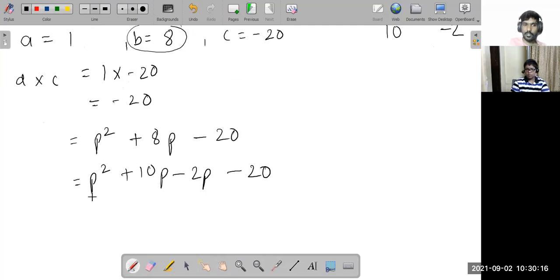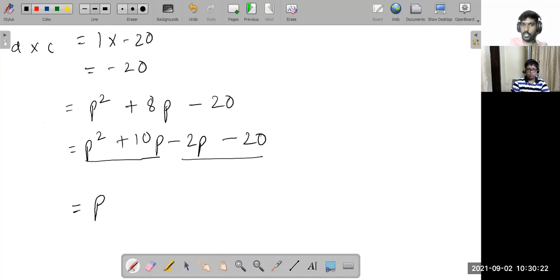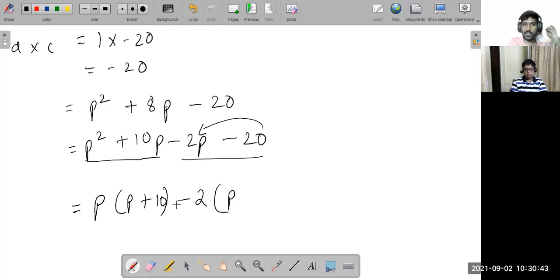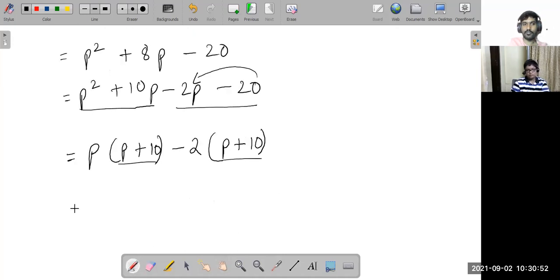After this, pair, first pair, second pair. In the first pair, clearly you can see p is common, correct? Then p plus 10 inside the bracket. In the second pair, 20 is a multiple of 2. So you know 2 should be common. So minus sign as it is, 2 common outside. In the bracket here p, since minus is outside, this will be plus, and here 10. 2 tens is 20. So this bracket and this bracket is the same.